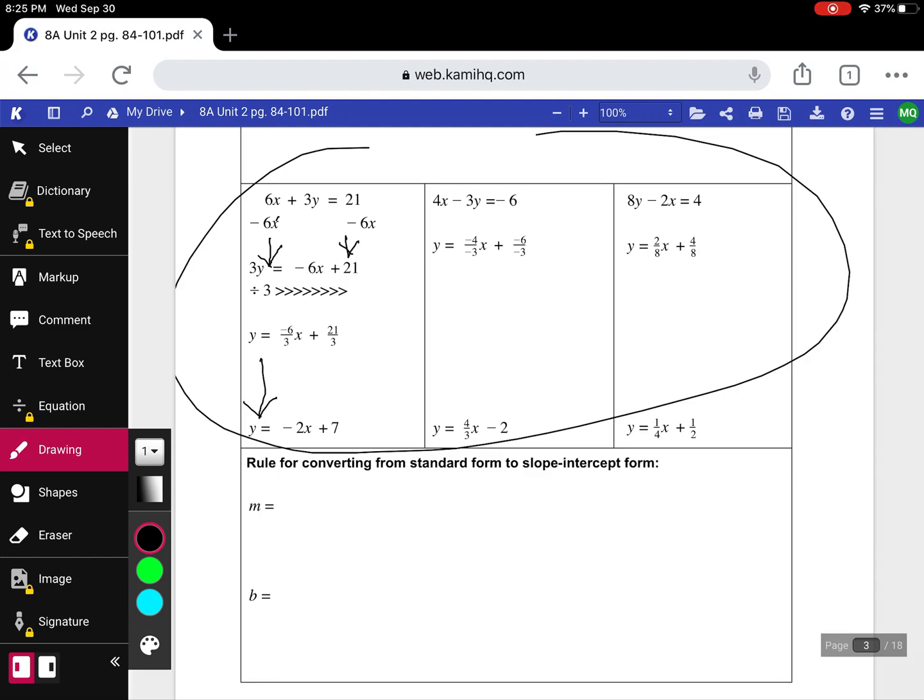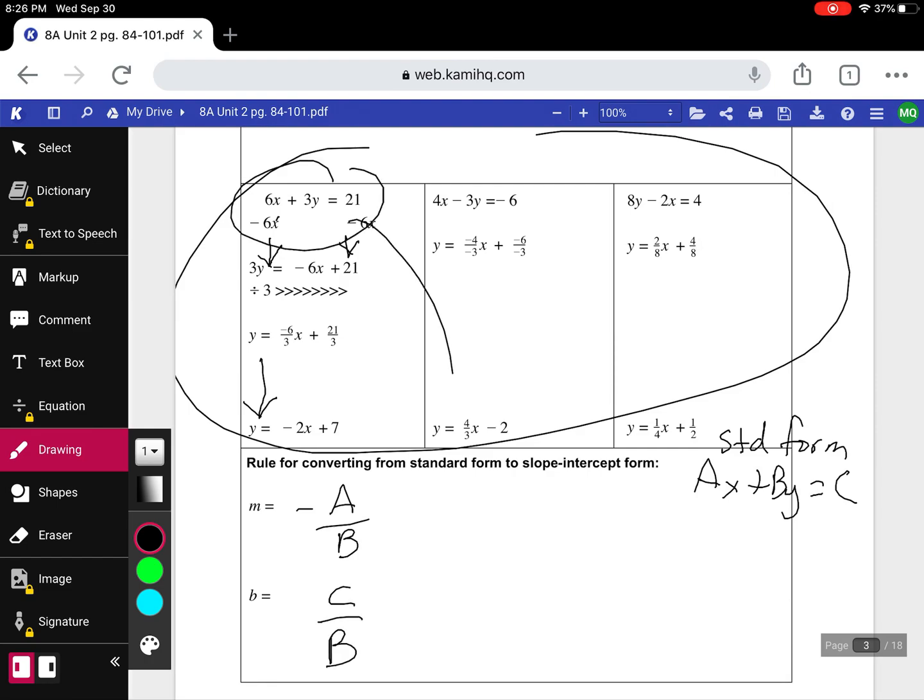So let's take a rewind for a second. When we're in standard form, we are ax plus by equals c, okay? If I want to convert this easily to slope-intercept without doing all the moving and inverse operations, there's a pattern. The slope is actually negative a over b, and the y-intercept is actually c over b.